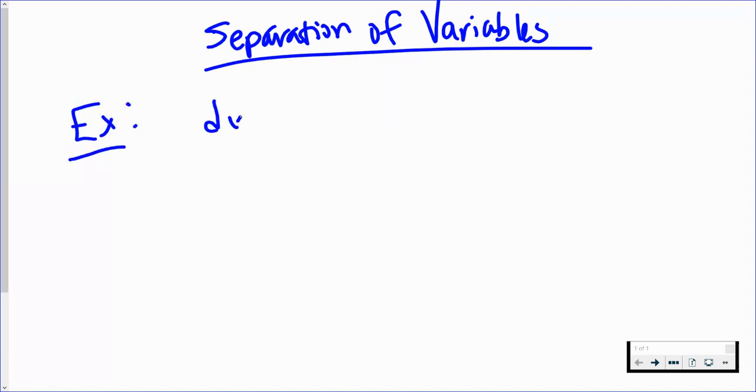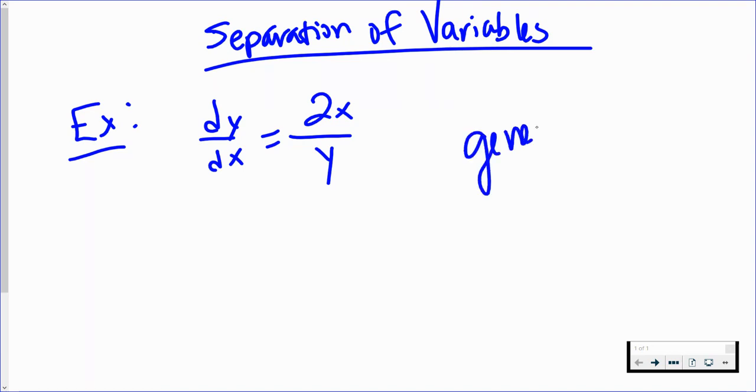Let's say we are given the differential dy dx equals 2x over y. And we want to find what's called the general solution. So we'll still have a C value. We don't have an initial condition, so we can't find the C value. So we're going to find the general solution.